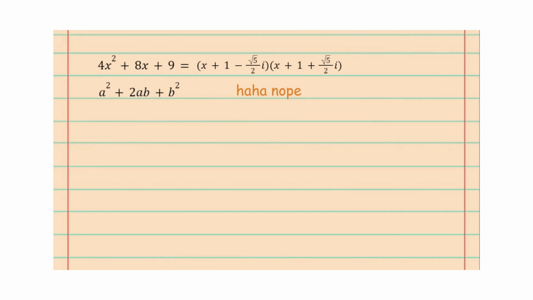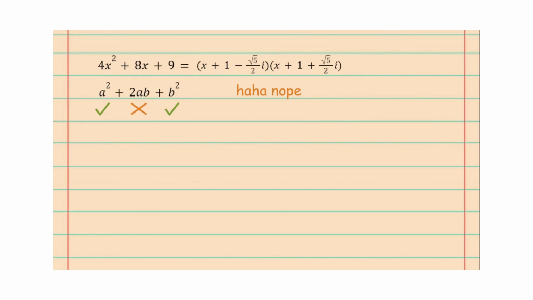Well, let's take a gander at that middle term. We know the first and last terms are perfect squares, but that middle term looks a little suspicious. If 4x squared is a squared, that means that 2x is a. And if 9 is b squared, that means b is 3. 2 times 2x times 3 does not equal 8x. So it actually doesn't fit the form.